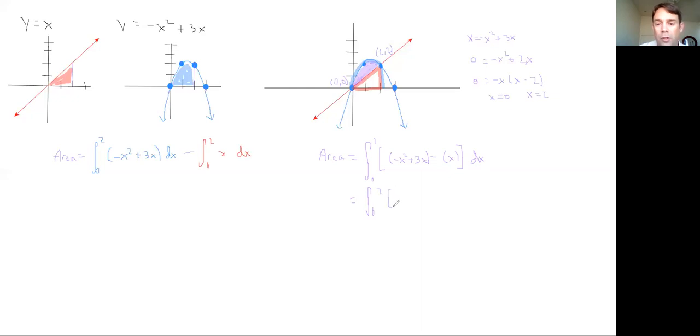We end up here with negative x squared plus 2x, and we're going to integrate that. That's a 0 there, by the way. So negative 1/3 x cubed plus x squared from 0 to 2.